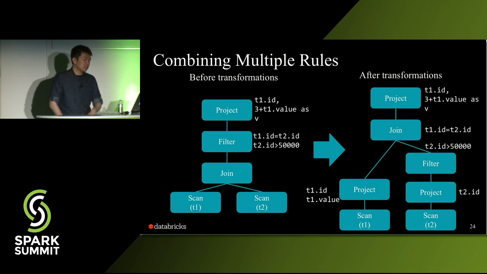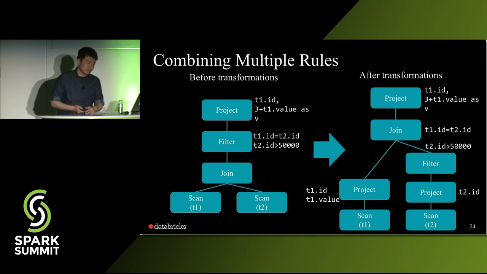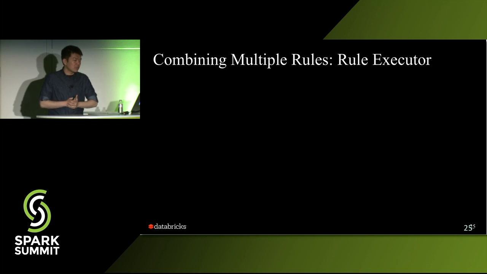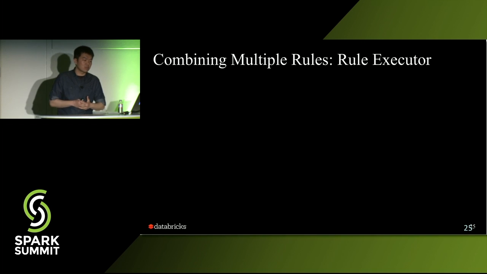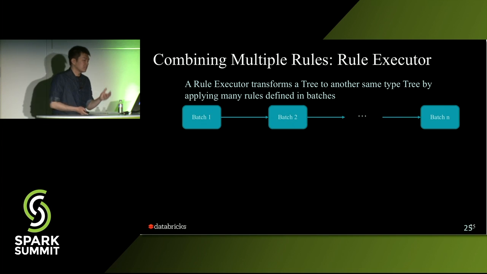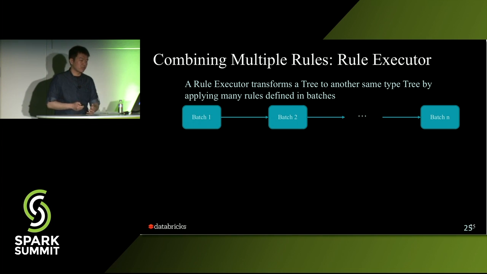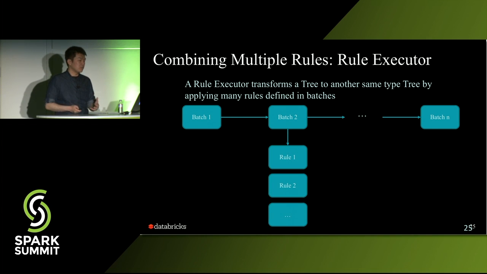So, all right, that's pretty cool. We combine these two rules together and convert a plan from the left-hand side to the right-hand side, which is a more optimized version. In Spark, we use a mechanism called a rule executor to combine multiple rules. A rule executor transforms a tree to another tree of the same type by applying many rules defined in batches. You can see in Spark we have different batches of rules, and every rule is implemented based on transform. And there are two approaches to apply rules.